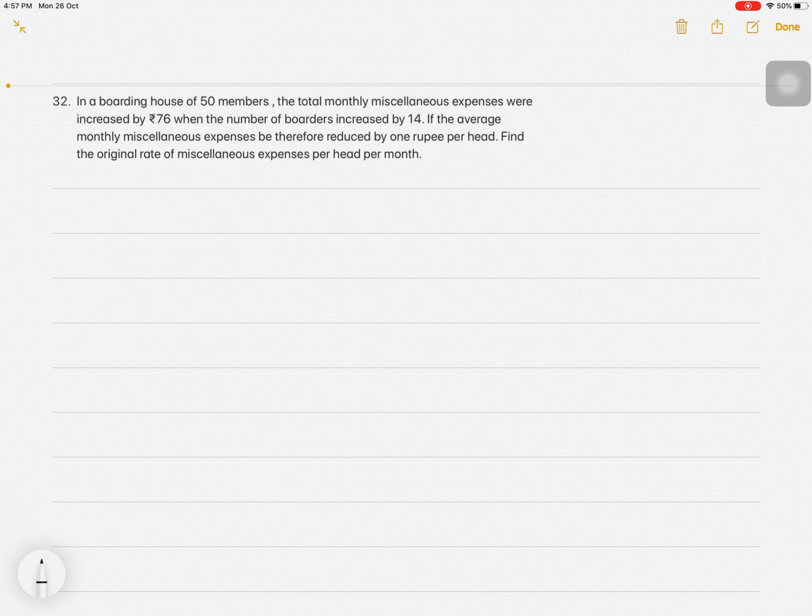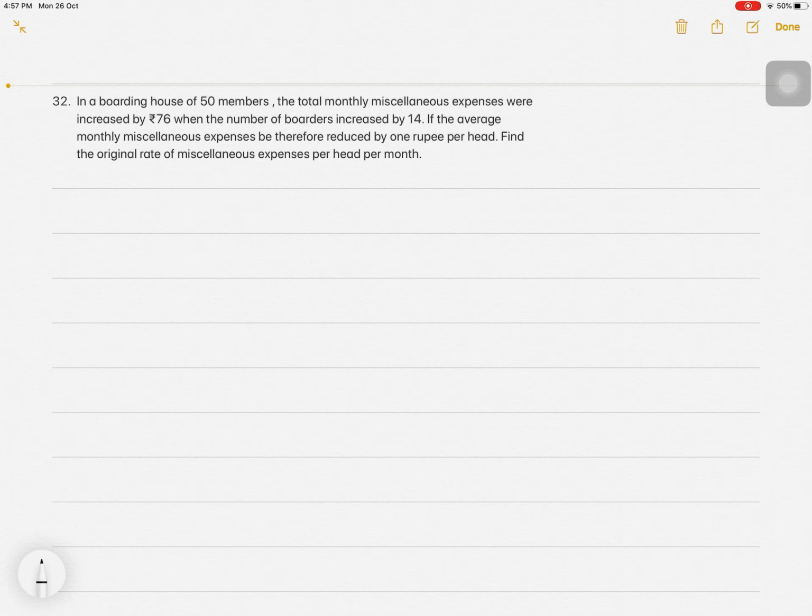Let's see the next question. I think this is the last question of cash discount and trade discount. Okay, the chapter is not over. The fourth part of the chapter is interest, where you will be learning simple interest and compound interest. So this is the last question for cash discount and trade discount.